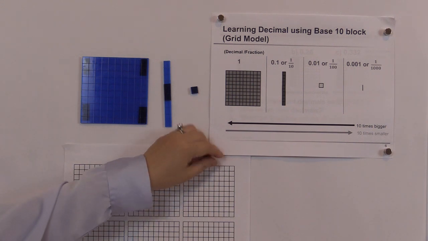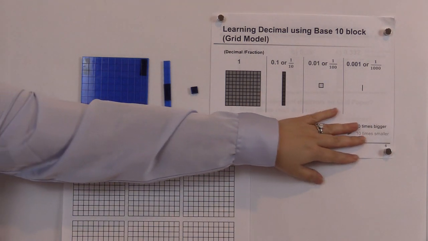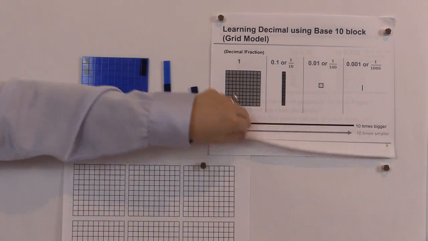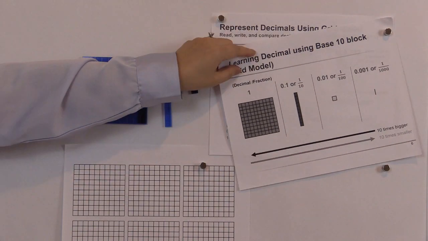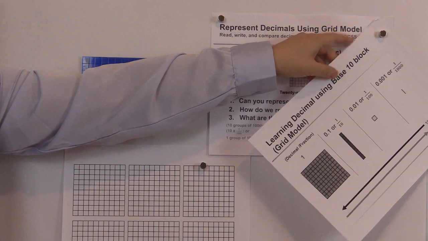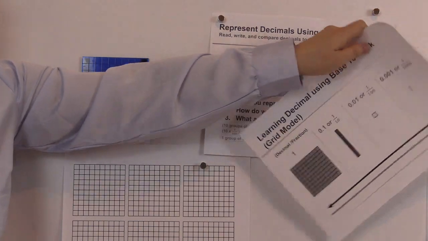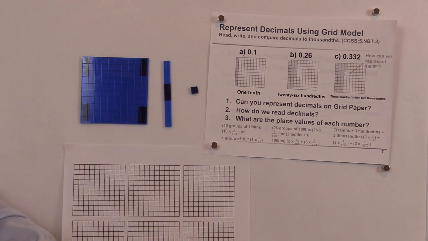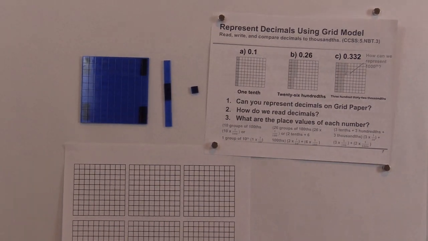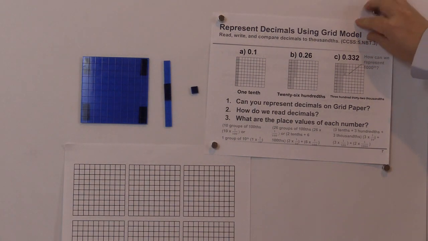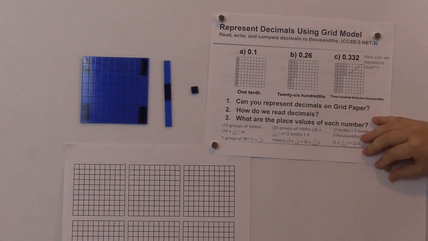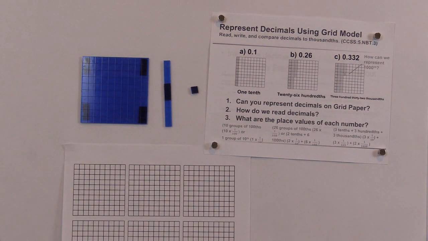Okay, now can we represent decimals using a grid model? That's what we are going to do. We're going to use the grid model here. How do we read decimals? We need to know how to read decimals, right? 0.1, 0.26, 0.336. That's not the correct way to read decimals, right? So that's what we're going to practice here.